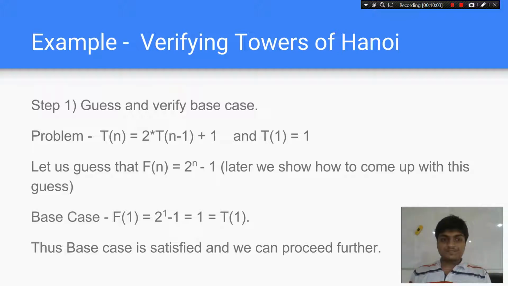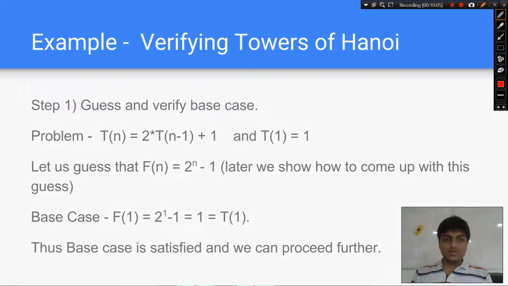So this is the recurrence which arose from the Tower of Hanoi problem. T_n equals 2 t_(n-1) plus 1, 2 times the amount of time taken to move the stack of n minus 1 disks, and 1 move for the nth disk, right? Example.